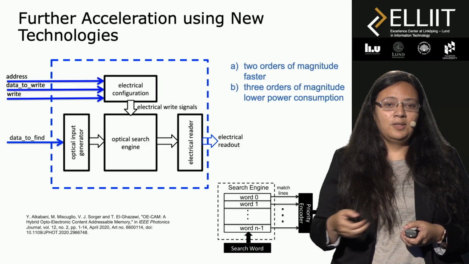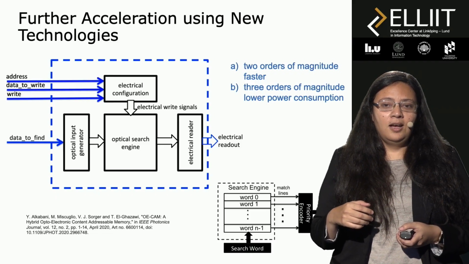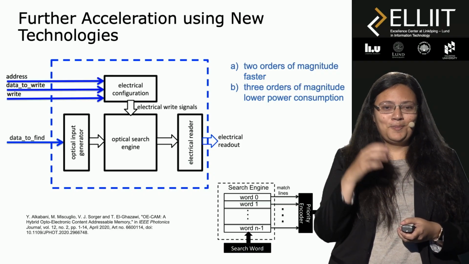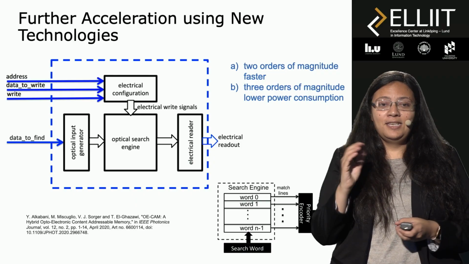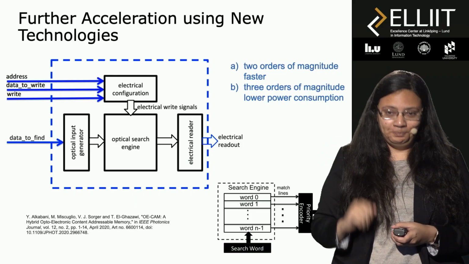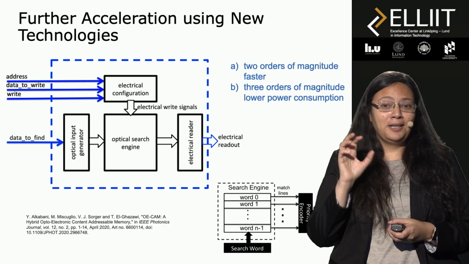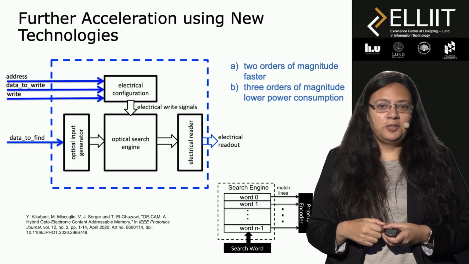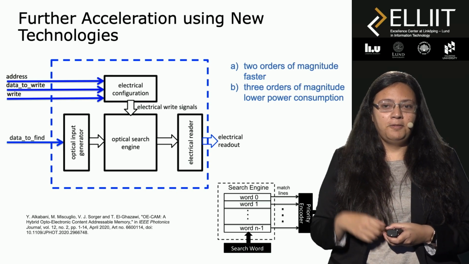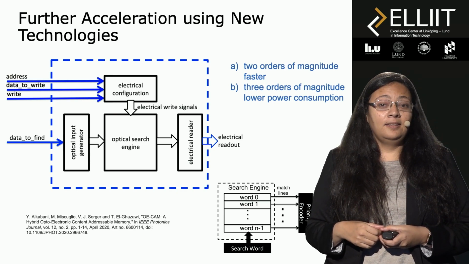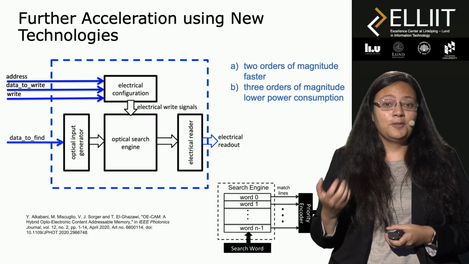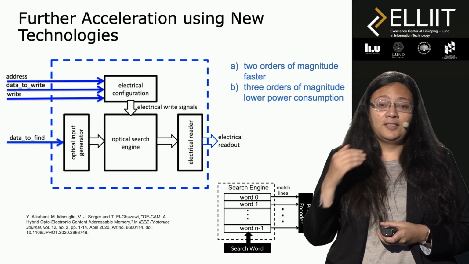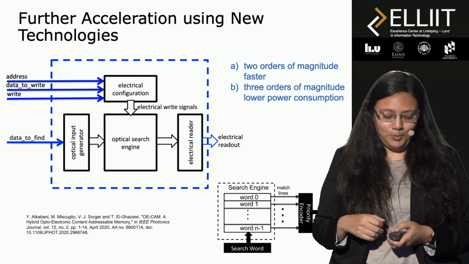So now we try to replace the search engine with an optical search engine, so searching in parallel using the speed of light. However, we kept the interfaces electrical. So you can plug it into a regular electrical circuit with no problem. And there we achieved 2 orders of magnitude faster circuits. And the side effect that is very nice, we also reduced the power consumption by 3 orders of magnitude. So 1,000 times less power consumption.